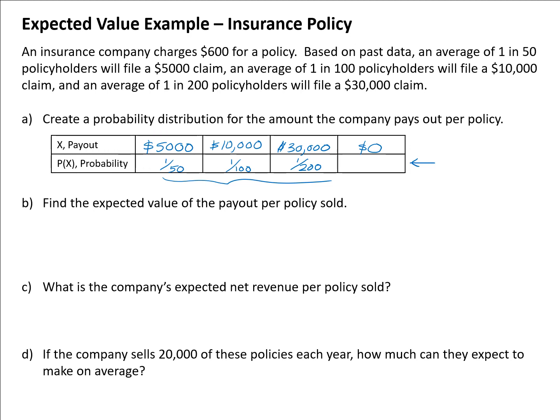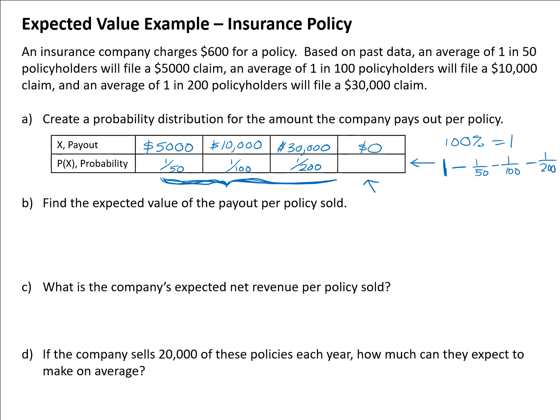Now to calculate the probability, which isn't listed, we want to take advantage of the idea that 100% of things happen in this probability distribution. So I can take 100%, which is the same thing as 1, and I can figure out this remaining probability by saying 1 minus 1 over 50 minus 1 over 100 minus 1 over 200. Because whatever is left over, if I take these other probabilities away from 1, should be what I need in my last probability of not having to pay anything out.